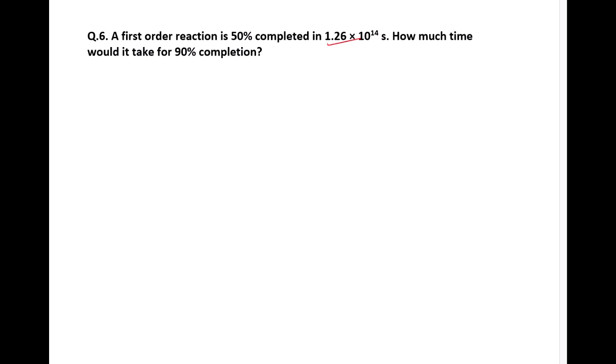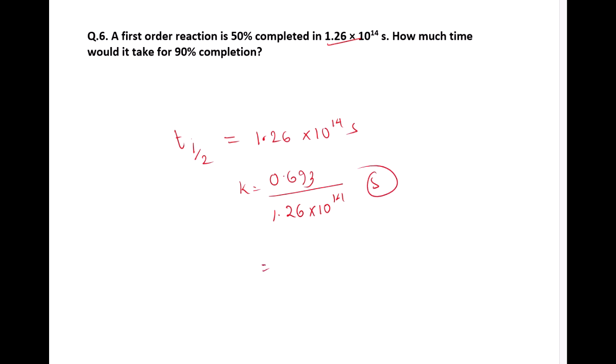Now for a first order reaction, 50% complete means the t half is given as 1.6 × 10^40 second. So k will be equal to 0.693 by t half, that is 1.6 × 10^40 second. Now you have to calculate it.